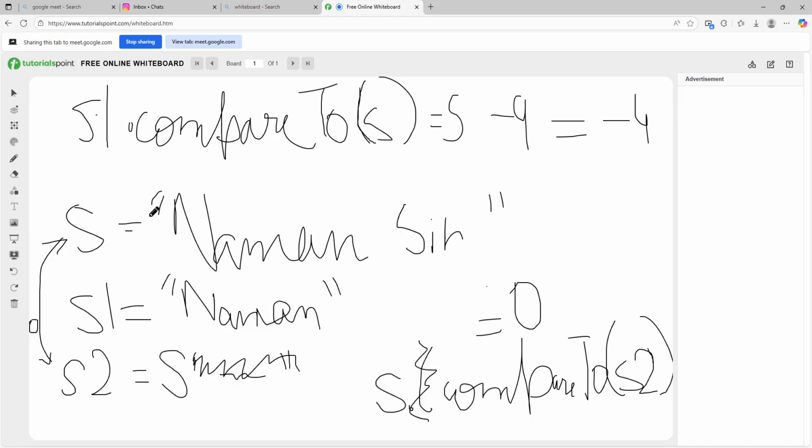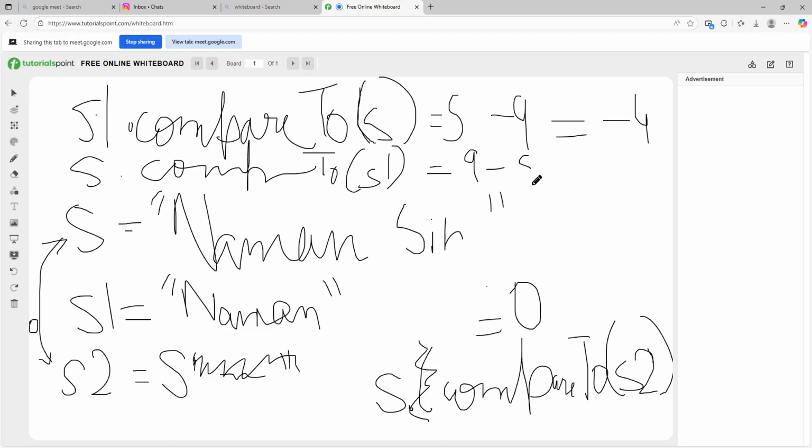But let's say it was s.compareTo(s1). Then again it will compare the first 5 and then the remaining 4 are left. But now it will be positive 4, right? 9 minus 5 is 4.